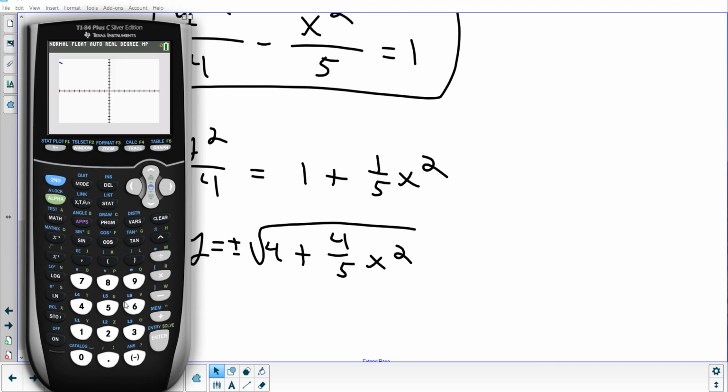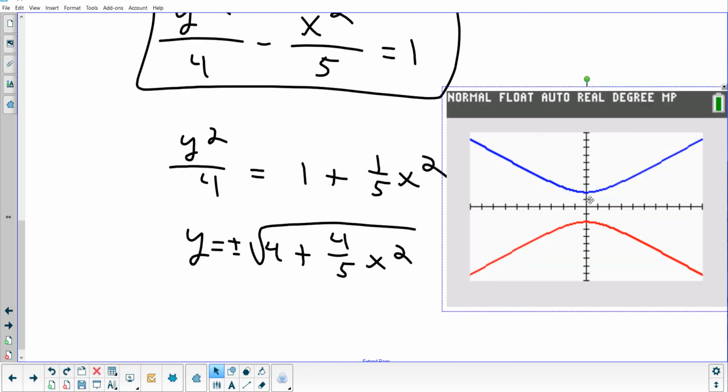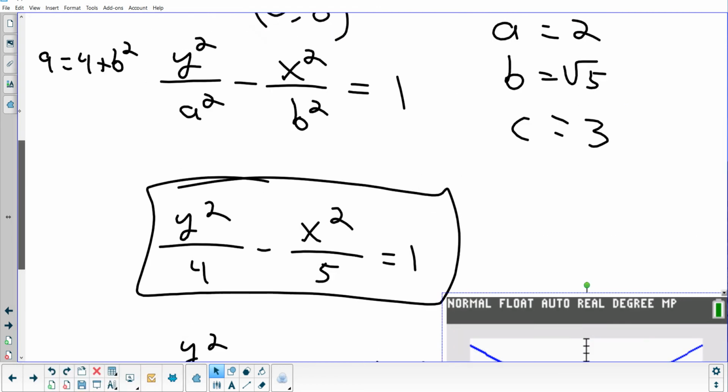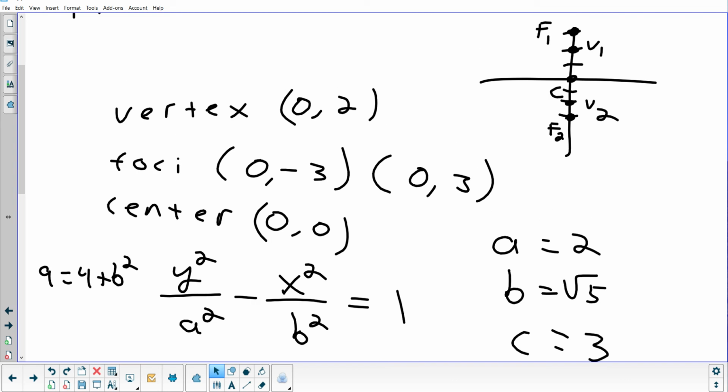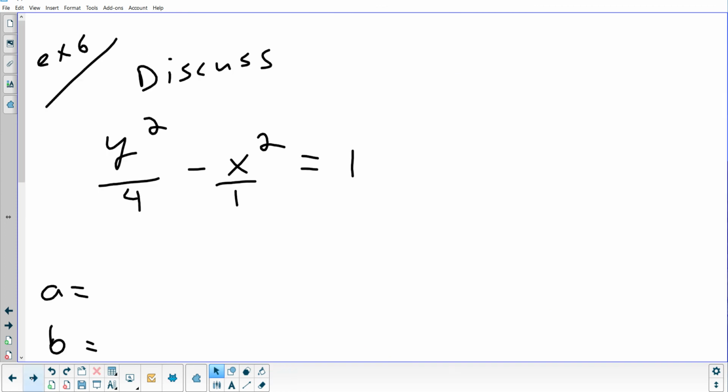Right, let's do zoom 6. And we should get 2 branches. Okay, there's your first branch. And your second branch. So there's a sketch of the hyperbola. Looks like the vertices are 2 units up, 2 units down. We can confirm that. Yep, looks good. Questions on that? Okay, I don't think we need to do this one. It's more of the same type.